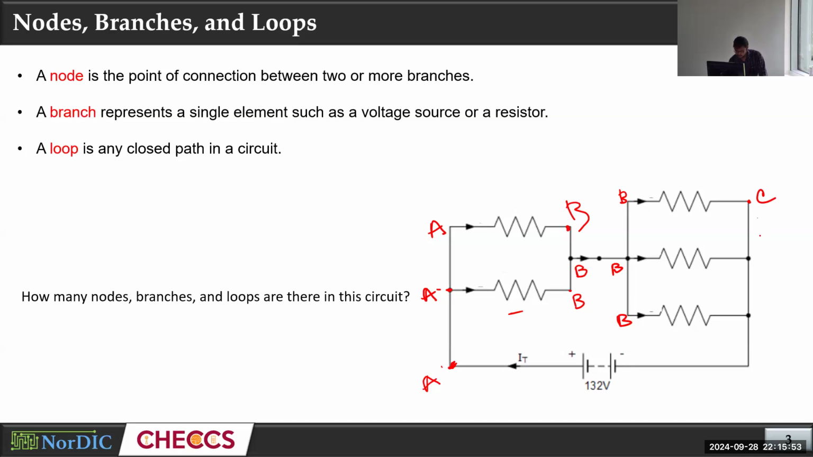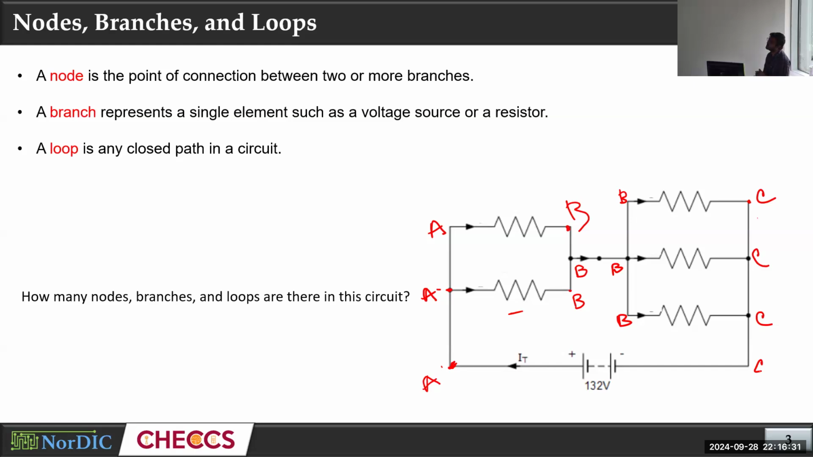Similarly, if we follow this line, every point in this line should be C because there is nothing between the neighboring two points, right? So is there any other node you count, or is this it? There is no other node in this circuit, right? So we have only 3 nodes, A, B, and C. Is that clear, or do you have any confusion? So we have 6 branches and 3 nodes. Now let's count the loops.